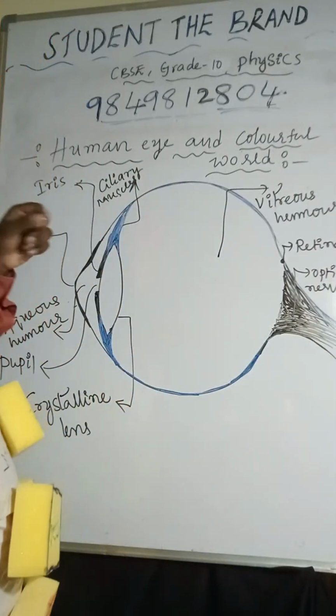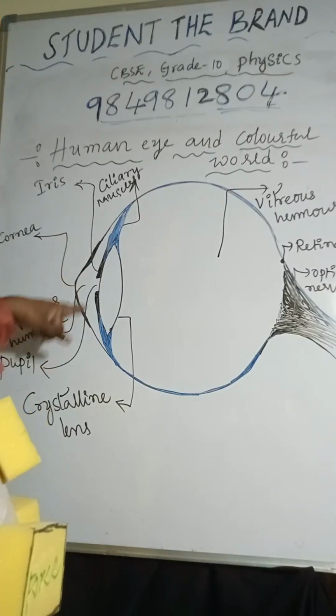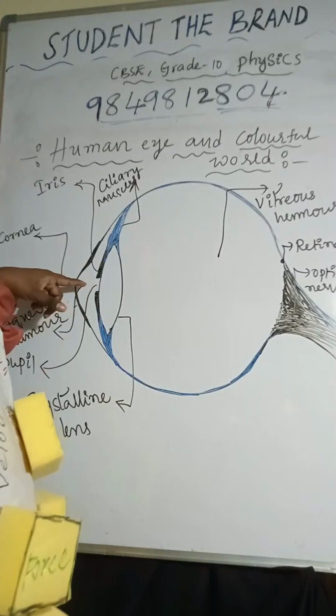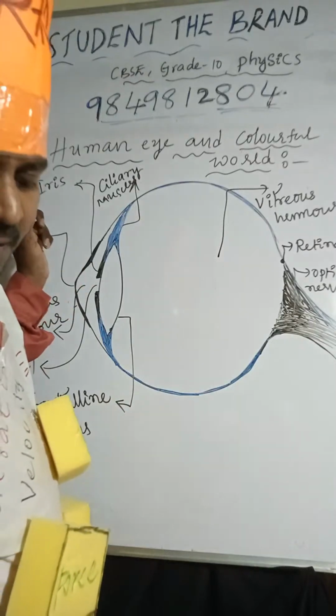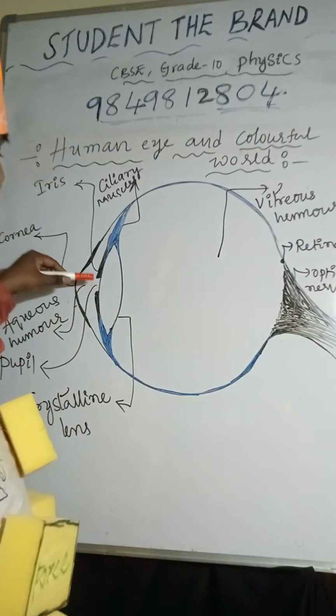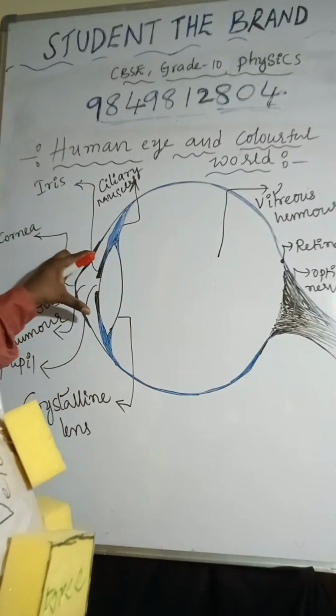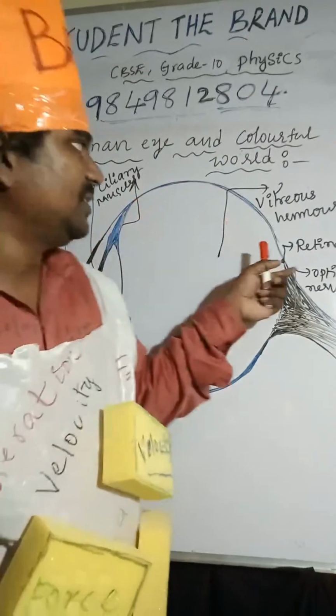Iris is completed, aqueous humor is completed. The pupil will control and regulate the amount of light entering into the eye. Next, the crystalline lens: light rays fall on it, converge, and make it fall at the retina.